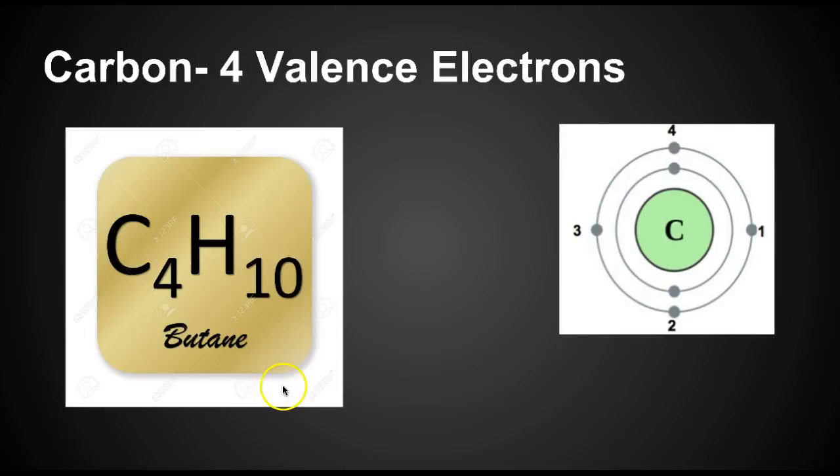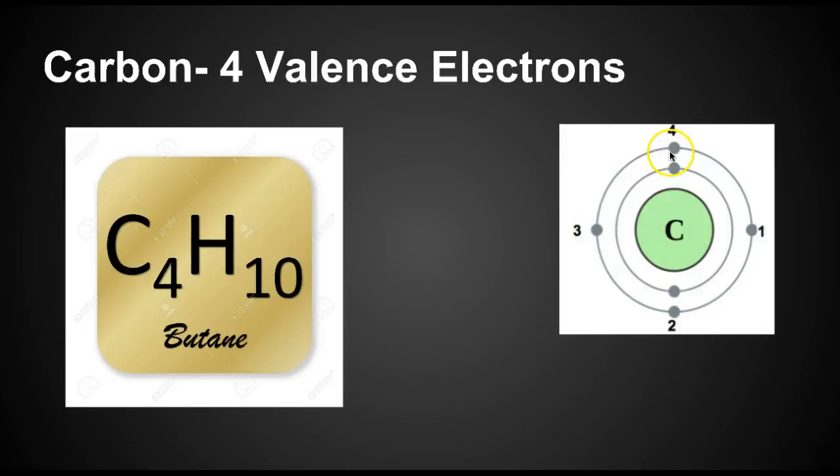Here we have the chemical symbol C for carbon, H for hydrogen, and 4, the subscript saying there are 4. But something that we know about carbon, looking at this drawing right here, is that the second electron shell can fit 8 electrons. In this image, it has 1, 2, 3, 4. That means there's room for 4 more.